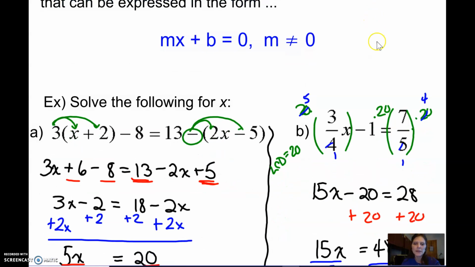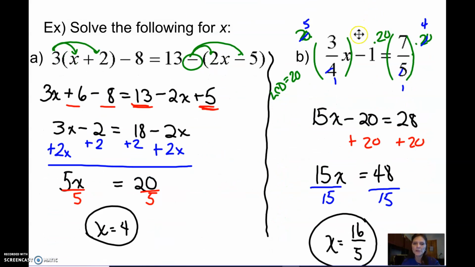I have a couple examples here that I've worked through already. The first one's pretty basic, but it does have some parentheses. I want to remind you that when you have parentheses, you need to distribute to everything inside. On the left-hand side of this first equation, it's only the x and the 2 that get multiplied by the 3, not the 8, because it's outside the parenthesis.